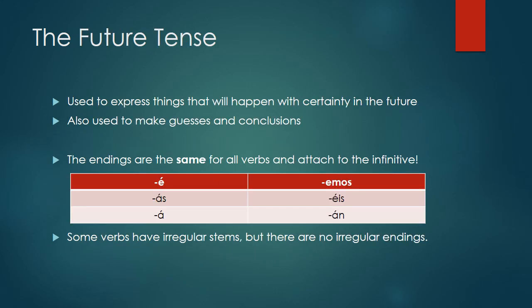The future tense expresses things that will happen with certainty, but is also used to make guesses and conclusions. The endings are the same for all of the verbs, doesn't matter if they're AR or ER or IR, and the endings attach to the infinitive, which is a little tricky. The endings are é, ás, á, emos, án, with an accent in every single form except for nosotros. Some verbs have irregular stems, but there are no irregular endings, which is pretty fantastic.